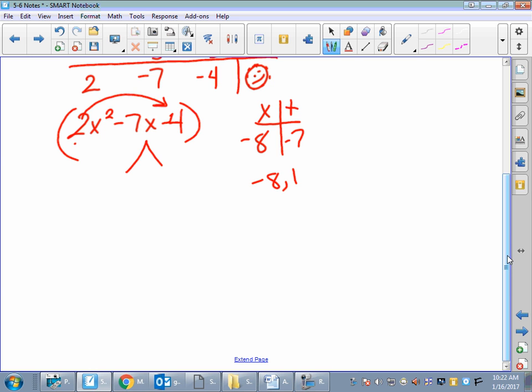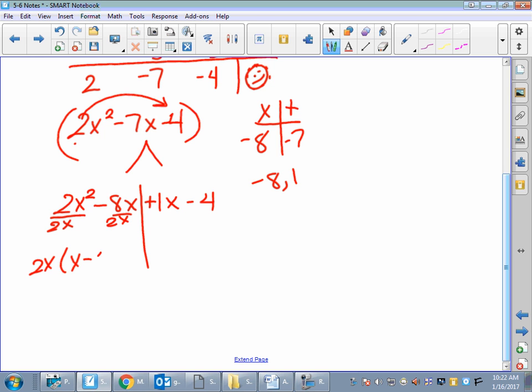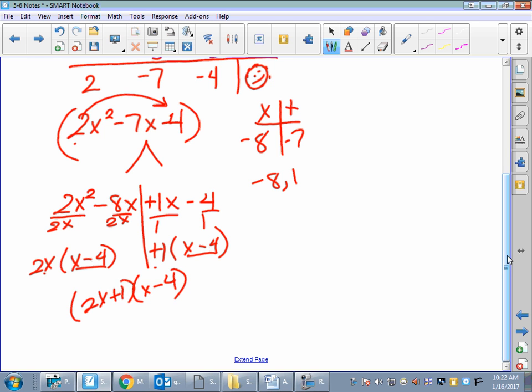So I got to split this middle term up into 2x squared minus 8x plus 1x minus 4. Split it down the middle. I'm going to divide this by 2x. Take out a 2x, take out a 2x. That leaves me with x minus 4. Divide by 1, divide by 1, take out a 1. That leaves me with x minus 4. Because these two quantities match, I can put those two outside quantities together. 2x plus 1 times x minus 4. So these are the remaining factors, along with the original one, that would give you the factored form.